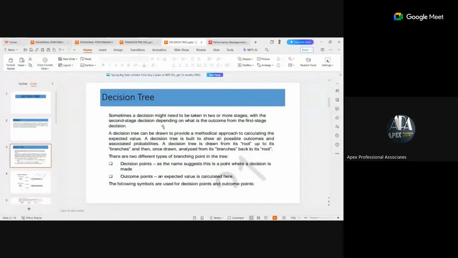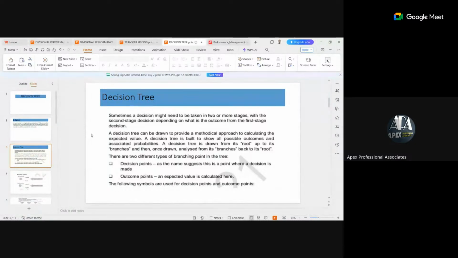So decision tree. Sometimes a decision might need to be taken in two or more stages, with the second stage decision depending on the outcome from the first stage decision. So the outcome of the first stage decision determines the next decision to be made.